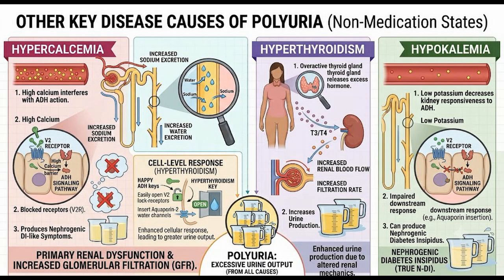C. Electrolyte and endocrine disorders. Hypercalcemia. High calcium interferes with ADH action. Produces nephrogenic DI-like symptoms. Hyperthyroidism. Increases renal blood flow and urine production. Hypokalemia. Low potassium decreases kidney responsiveness to ADH. Can produce nephrogenic diabetes insipidus.